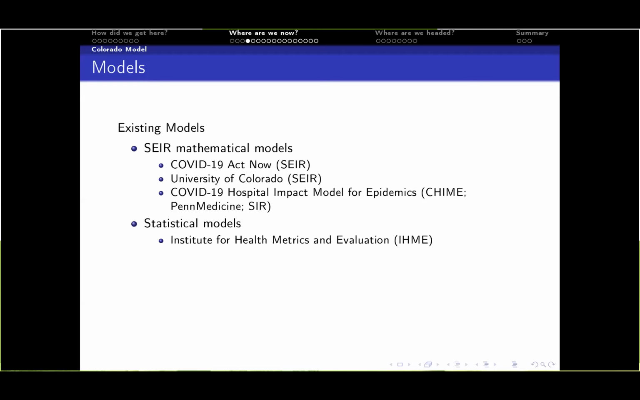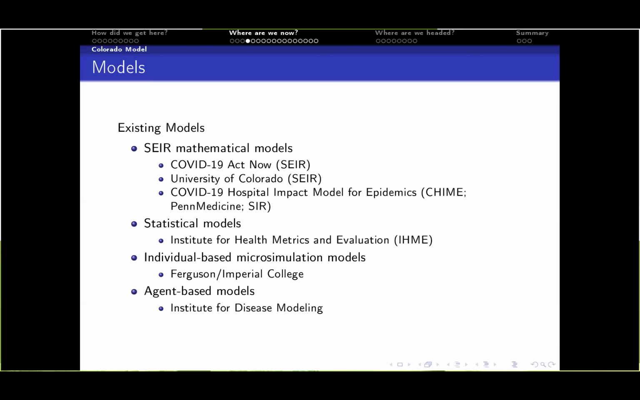There is also a purely statistical model from the Institute for Health Metrics and Evaluation out of the University of Washington. I'll talk about this one a little bit later. From a bigger picture, they have consistently projected, especially for Colorado, much lower projections in terms of infections than pretty much anybody else. We'll talk about some reasons why later. There is also an individual-based microsimulation model that the Ferguson group at Imperial College has used. The Institute for Disease Modeling in Seattle is also a big group doing more of the agent-based modeling approaches.